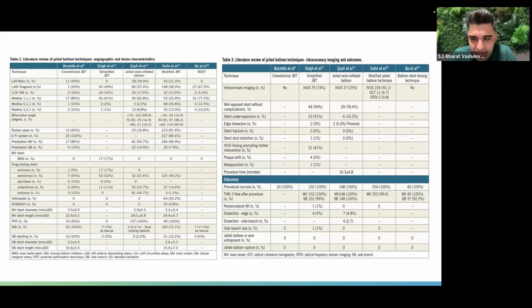Of course, the numbers in some of them are not so big, but then you had Saito with 254, and Kaili with the Turkish group with 150 cases, and good TIMI 3 flow after the procedure in the side branch. Very little in terms of complications, and like I mentioned, entrapment across multiple of these registries and studies being 0%.